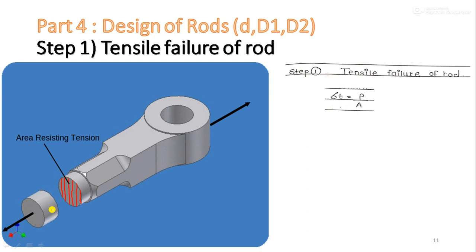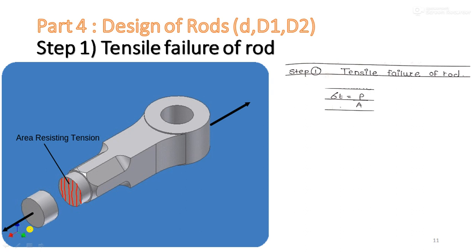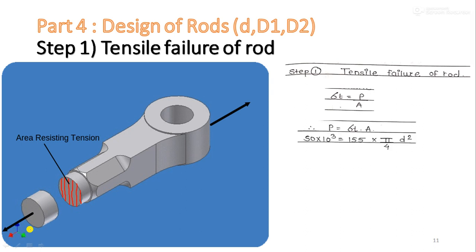Okay, so now tensile failure of the rod. Now what is the basic formula? All the basic formulas are available in the PSG 7.1 as I have mentioned in the videos. So sigma t is equal to P upon A, right? A basic formula. Stress is equal to load upon area. So now what is P? P is nothing but the load which is given. You have to design for 50 kilonewton, so 50 into 10 raised to 3. Sigma t is nothing but the allowable tensile stress. What is the allowable tensile stress? We have already calculated 1.55 into pi by 4 d square.